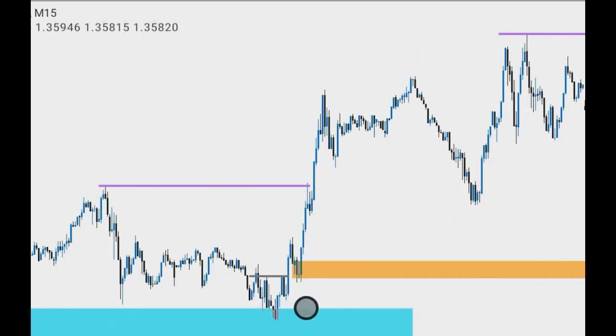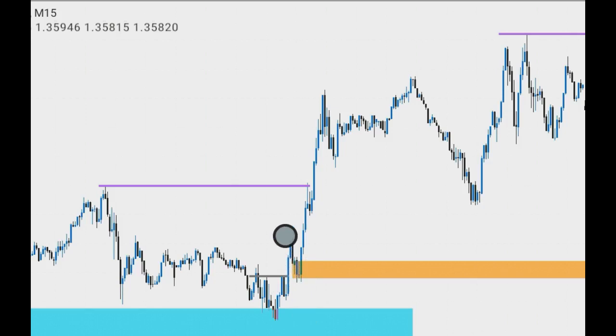Now, price is printing lower low, lower high, lower low, lower high, lower low. All right? Here is our last lower high as price was coming into our POI. This small horizontal line here is where our last lower high is, and this is our last lower low. All right? And price went up and broke this lower high to the upside.